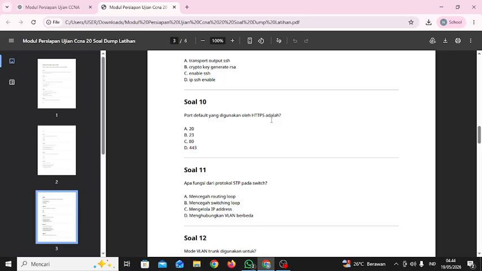And explanation: HTTPS uses TCP port 443. HTTPS provides encrypted web communication using SSL or TLS. Other important ports: HTTP, that is 80, Telnet 23, FTP 20 or 21, and SSH 22. Port numbers are commonly tested in networking exams. Okay, next question.